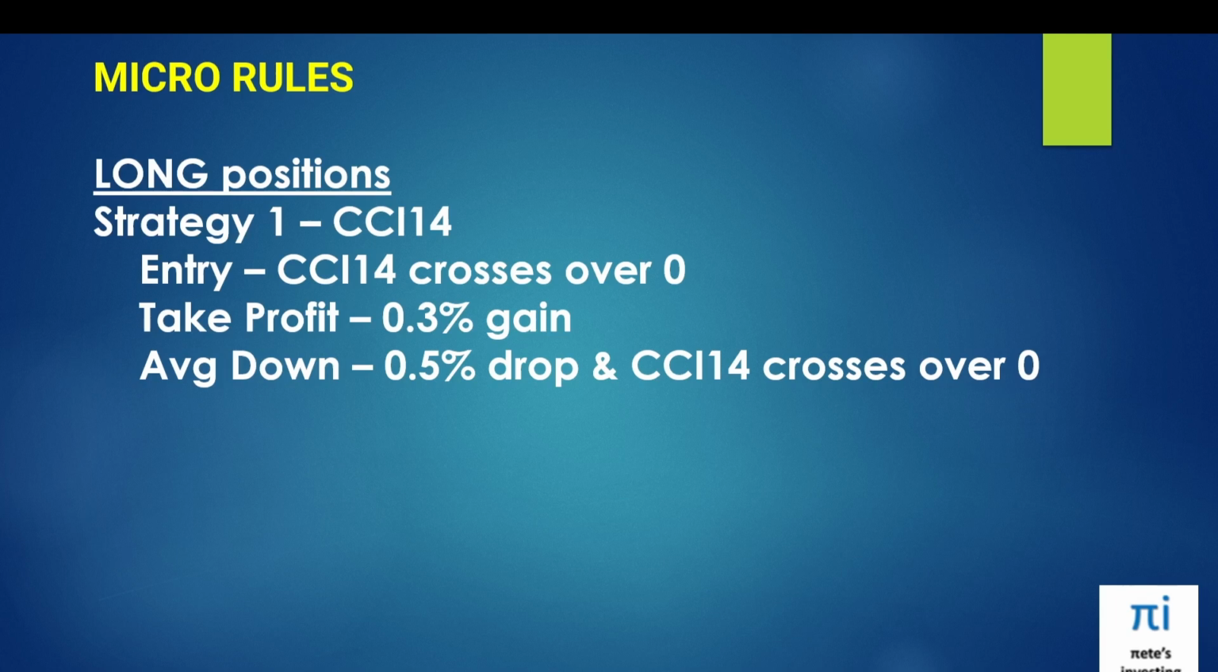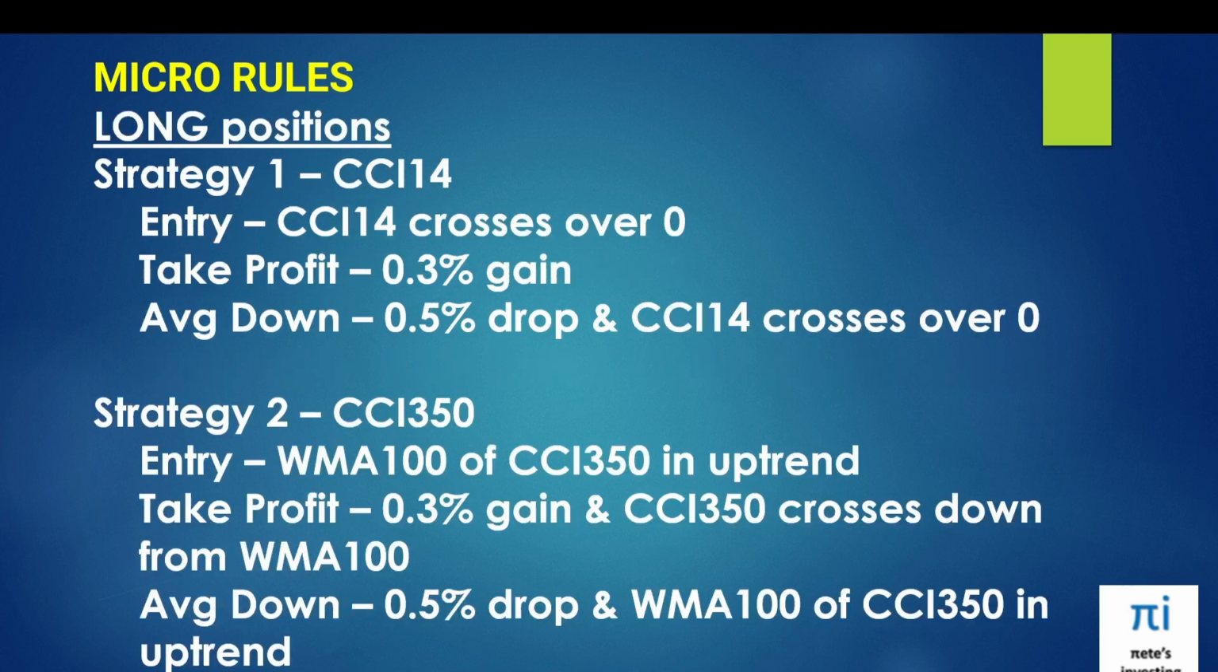So we enter when the CCI14 crosses over the zero line, take profit with a 0.3% gain and average down with a 0.5% drop, and the CCI14 also crosses over the zero line, which was the entry parameter. Strategy number 2, we're looking at the CCI350, which we've covered before as well. The entry is when the weighted moving average 100 of the CCI350 is in an uptrend, take profit of a 0.3% gain, and the CCI350 crosses down from that weighted moving average, and average down with a 0.5% drop minimum, and a weighted moving average 100 also crosses over the 350, which is the same as your entry parameter.